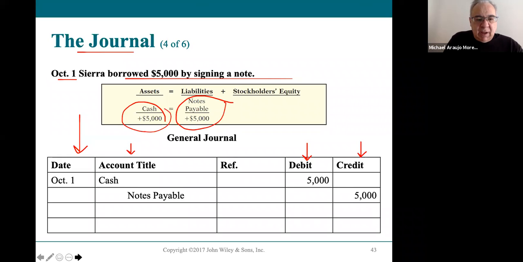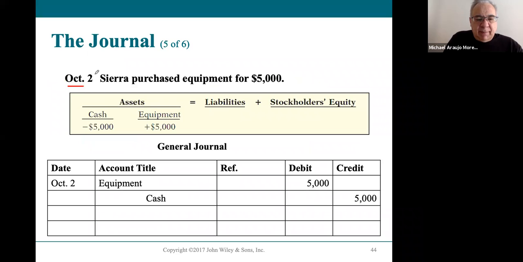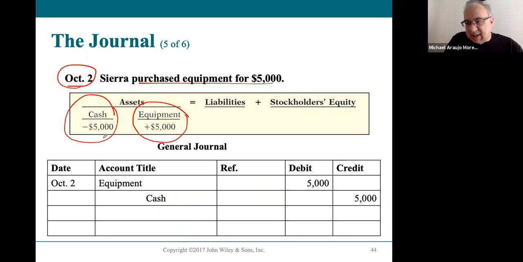Okay. You go to our last transaction here for the journal. In this example, they purchased equipment for cash. We had more equipment. We had less cash. We analyzed it. More equipment would happen on the debit side, so a debit to the equipment account. Less cash would happen on the credit side, so a credit to cash. That's all the analysis. We simply write it down in the journal.